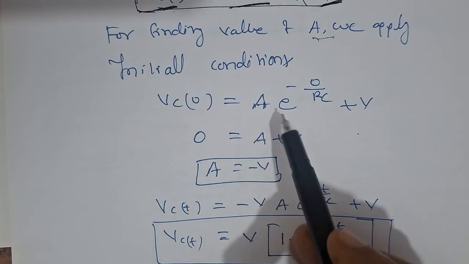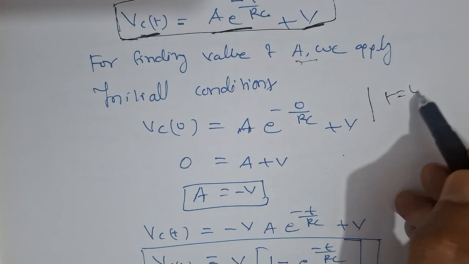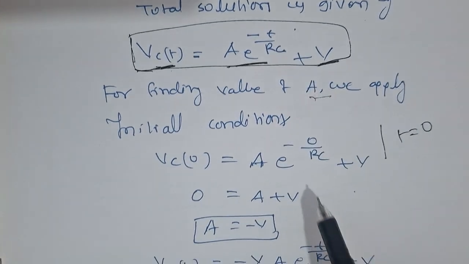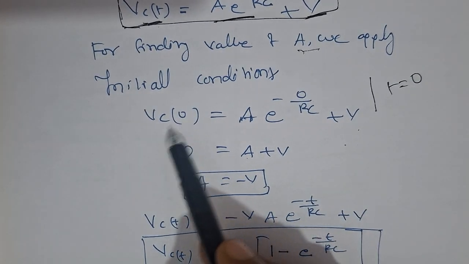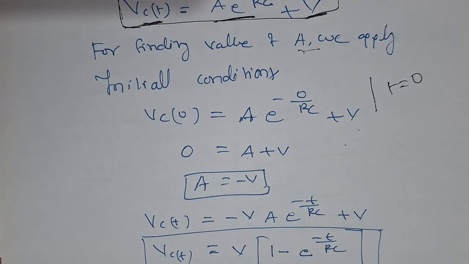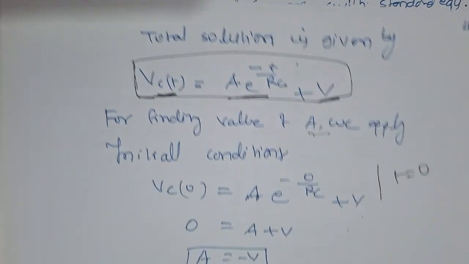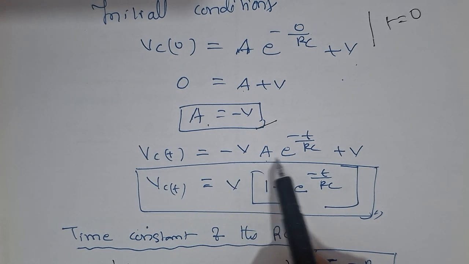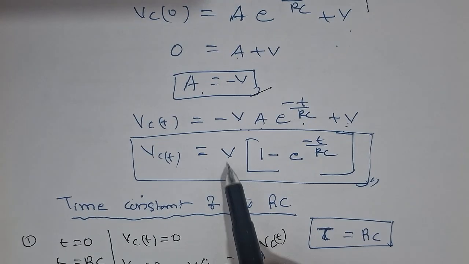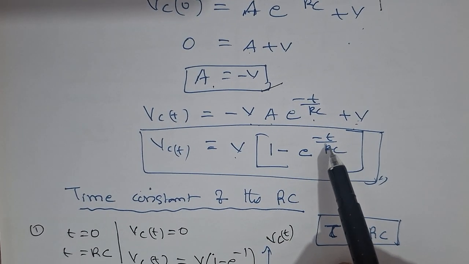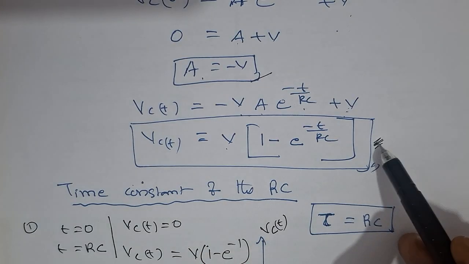Vc at t equal to 0 is equal to A e power minus 0 plus V. Put t equal to 0, and e power 0 becomes 1, so A plus V is equal to Vc at t equal to 0, which is 0. Therefore A is equal to minus V. Substituting this A value in the equation, Vc(t) is equal to minus V e power minus t by RC plus V. Taking V common, Vc(t) is equal to V times 1 minus e power minus t by RC. This is the final equation of the time response of the capacitor.